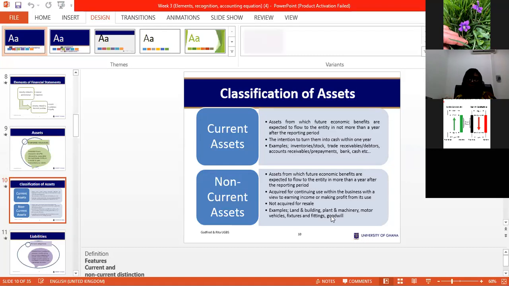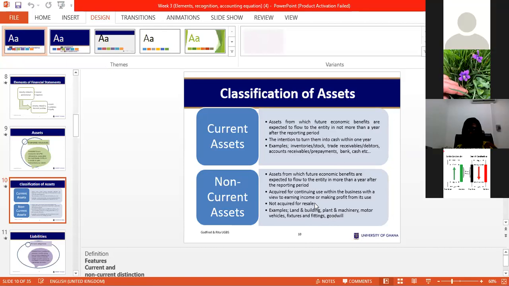You cannot touch goodwill, you cannot see it, so we refer to it as intangible. The others are things that will generate the future. And so one of the characteristics of a non-current asset is that it is not acquired for resale.